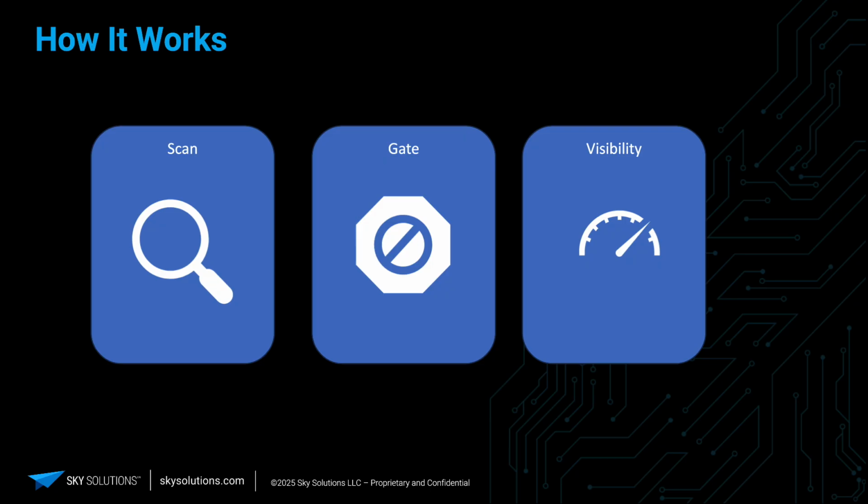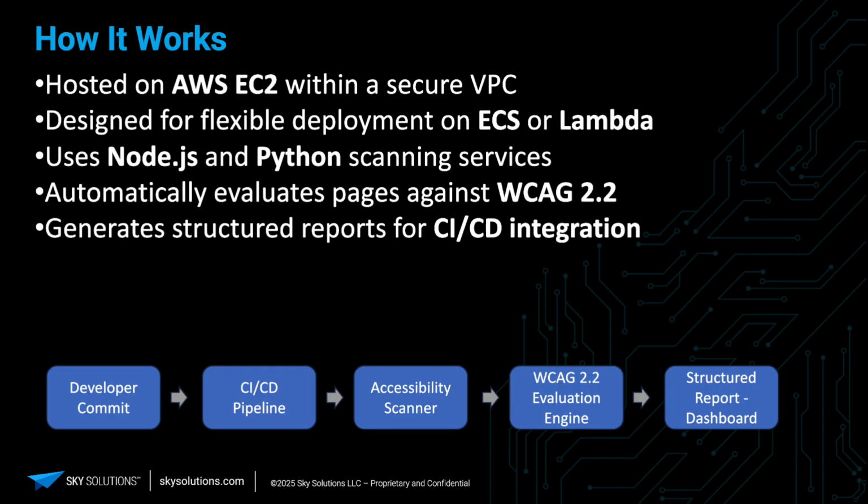Currently hosted on AWS EC2 within a secure VPC, the solution is designed with the flexibility to operate in containerized or serverless environments such as AWS ECS or Lambda. It uses Node.js and Python-based scanning services to automatically evaluate digital interfaces against WCAG 2.2 standards, generating structured reports that integrate seamlessly with CI/CD pipelines.